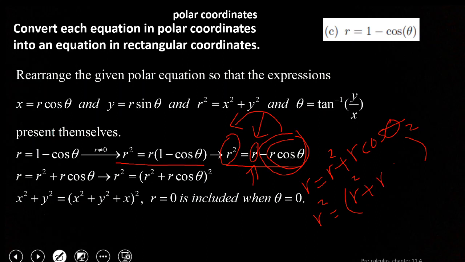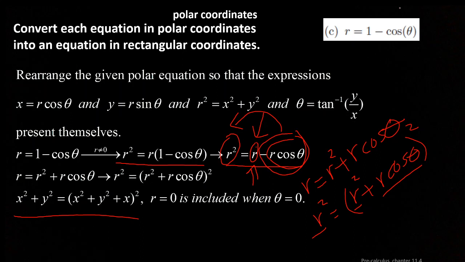Now we can write everything in terms of x and y because we know what this is, x squared plus y squared. We know what this is, x squared plus y squared. We know what this is, x, and then to the second power. We just leave it like that. Now, as you see, the expression in polar form looks much, much simpler than this thing right here. It's much more complicated in rectangular form. All right.